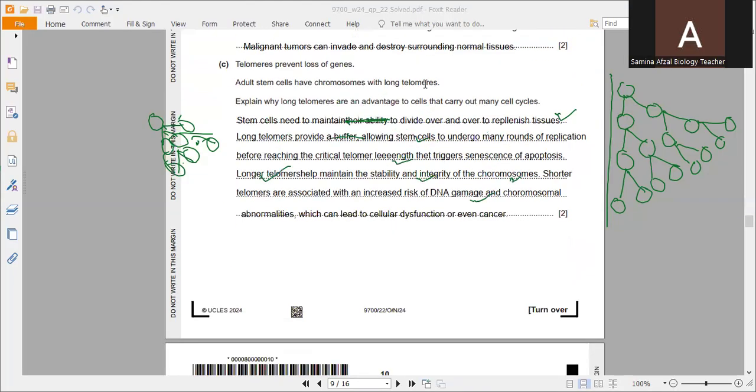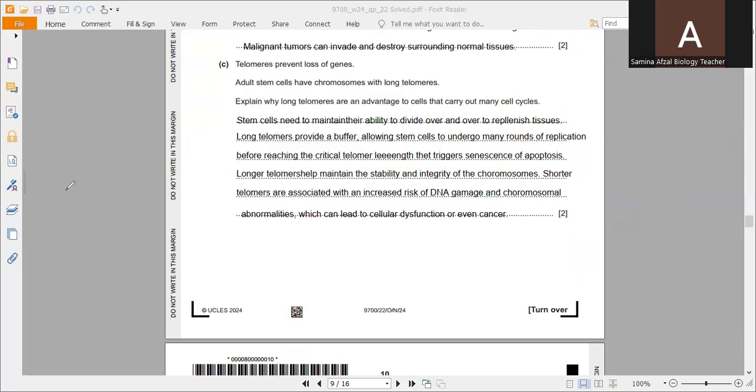Next question is telomeres prevent loss of genes. Adult stem cells have chromosomes with long telomeres. Explain why long telomeres are an advantage to cells that carry out many cycles. You know the chromosomes. The ends of each chromatid in a chromosome have telomeres. These ends are telomeres.